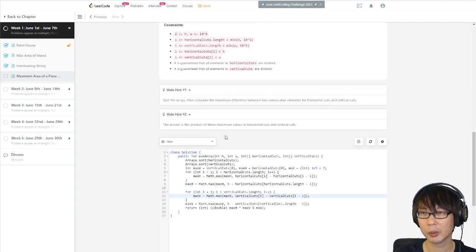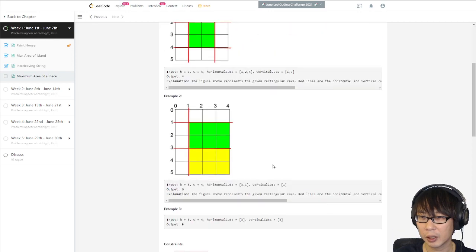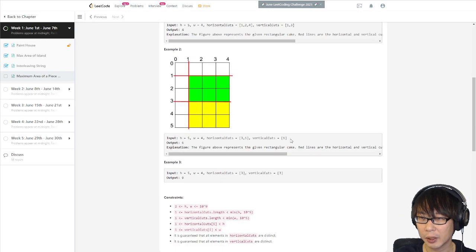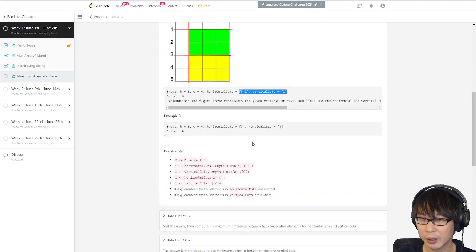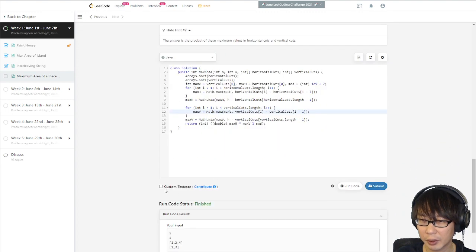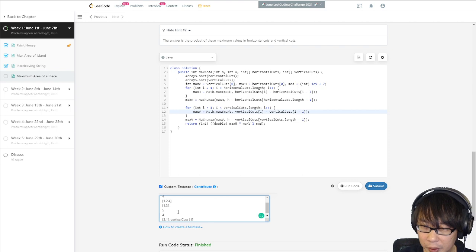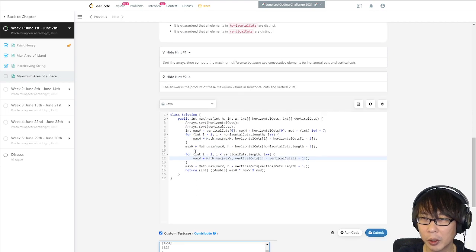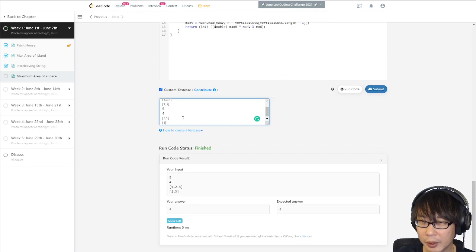Okay. So I guess once you see the hint, it's become pretty easy. And so let me try different test cases. So this is 5, 4, and these two arrays, right? Five, 4, and these two arrays. And I also have 5, 4, and 3, 3. Oh, okay.